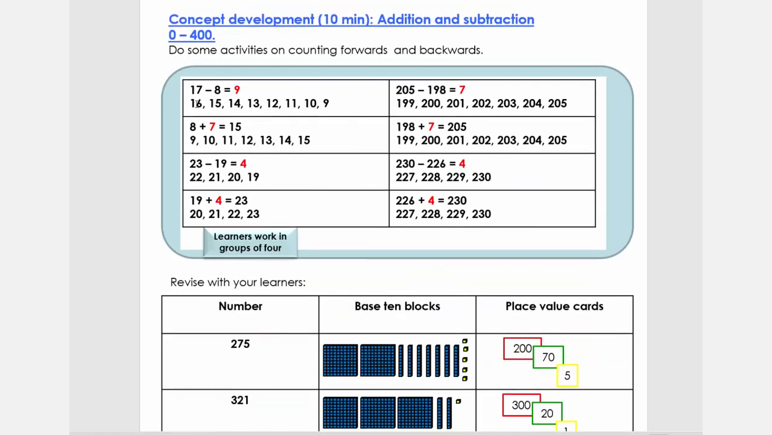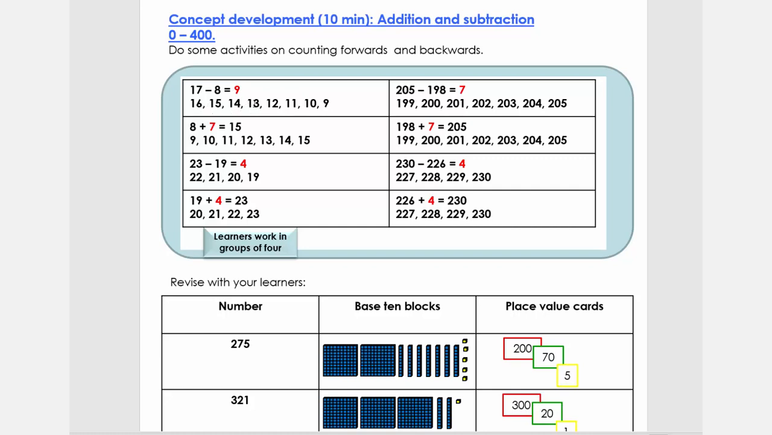Okay, so today for the introduction activity, we're going to do a quick exercise where we every time count forwards and backwards. So in the first example, 17 minus 8 equals 9. We're going to count backwards 8 times. So we're going to say 16, 15, 14, 13, 12, 11, 10, 9. So we counted 8 backwards and we get the answer 9.